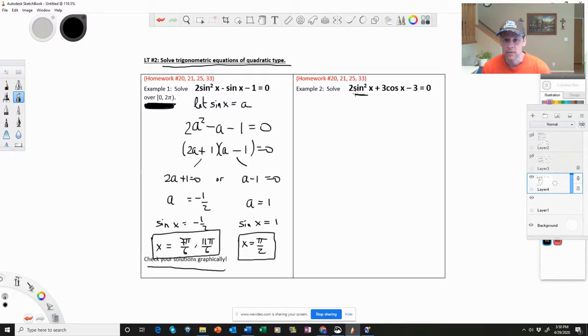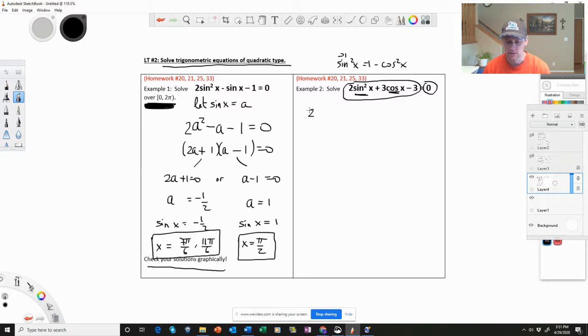This guy is problematic because it has both a sine squared and a cosine. If you had no clue, just graph it. Put this on one equation and put y equals 0 on the other and see where they cross, and you're done. You would get it right. However, you need to know more than that. So let's go ahead and use an identity to get them all either sine or all cosine. One identity you might remember is this, that the sine squared of x equals 1 minus the cosine squared of x. That's the Pythagorean identity. You should have that one memorized.